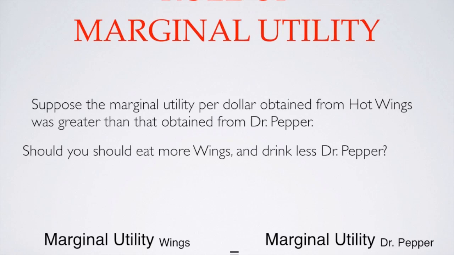There are two conditions to find the equalized marginal utility per dollar spent. First, the marginal utility of wings per dollar spent must equal the marginal utility of Dr Pepper per dollar spent. This condition is represented by the equation at the bottom of this slide. Second, spending on wings plus the spending on Dr Pepper must equal the amount available to be spent in order to maximize our utility.